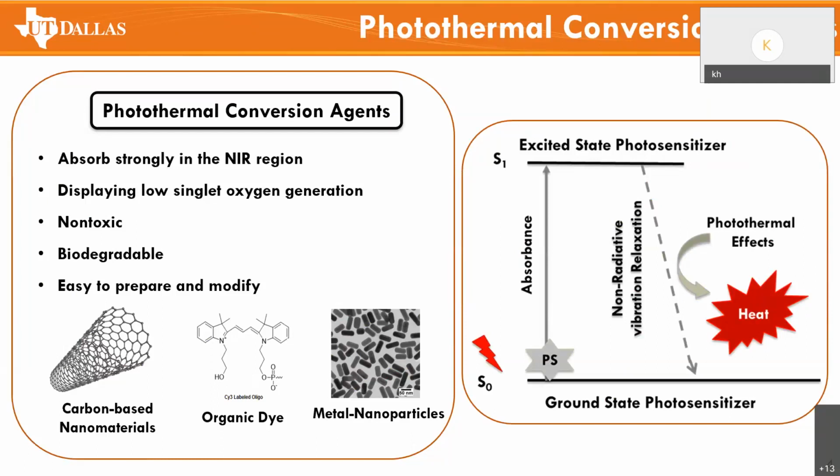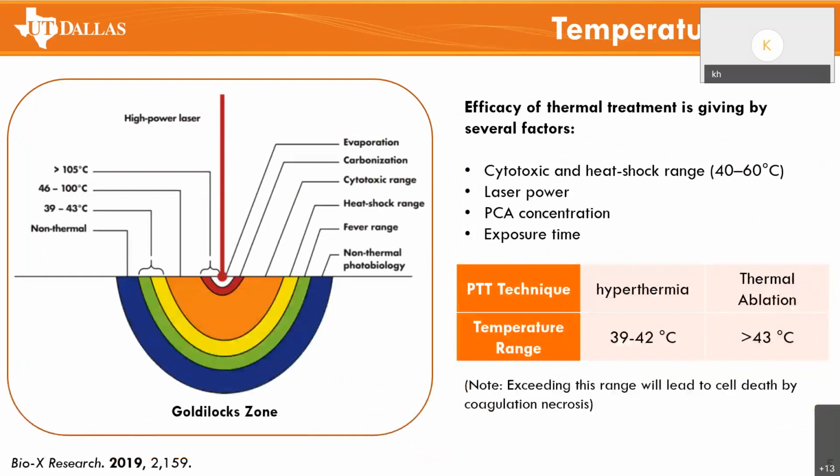So now that we know what these materials are and how they work, the question comes: how much heat should be generated for this method? That is a very important question, because we need to consider that treatment effect is very dependent on the temperature range. Here you can see the Goldilocks zone of PTT, which shows the temperature threshold for biological responses. Generally, this kind of therapy includes 2 techniques, hyperthermia and thermal ablation.